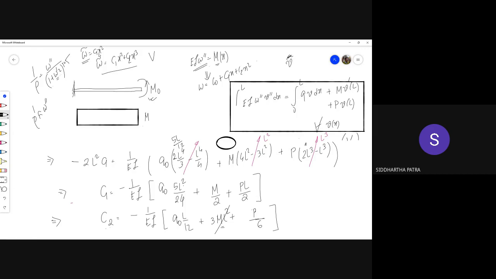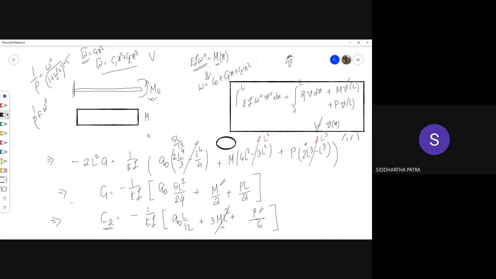Okay. Now, since all of these problems are linear problems, linear differential equations and all, superposition is allowed. Linear superposition is allowed. And that's why C2 is not affected by the value of the concentrated moment at the free end, whereas it is of course affected by the concentrated force.